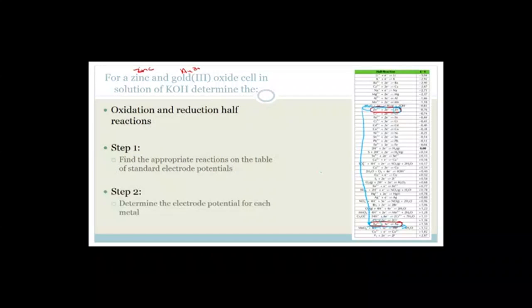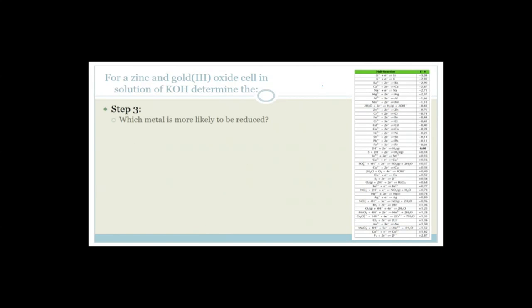Step 2, we're going to determine the electric potential for each of the metals. Do you see that zinc is minus 0.76 and the gold half cell is 1.50. Since that is the case, remember that this one, 1.5, has the increasing oxidizing ability. So it's going to be more easily reduced. Because it's more positive, it attracts the electrons more strongly. So this is the reduction half reaction, and this is the oxidation half reaction. Zinc is more negative, therefore gold is more easily reduced.